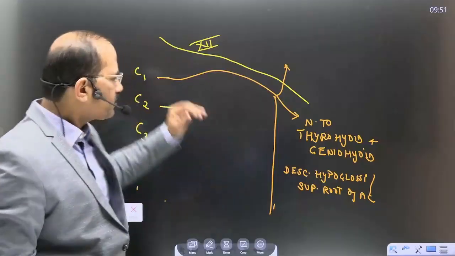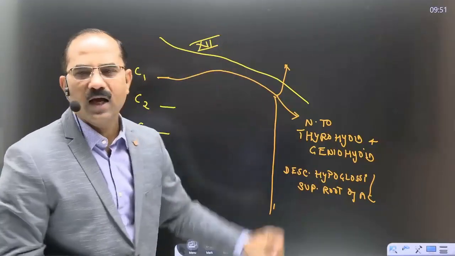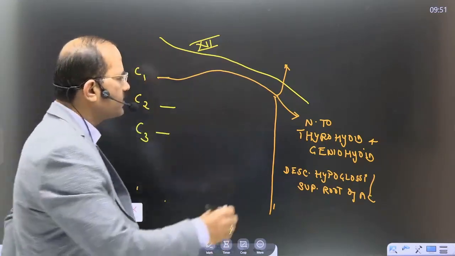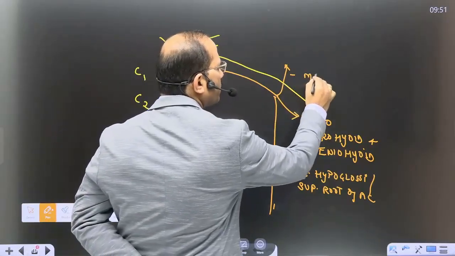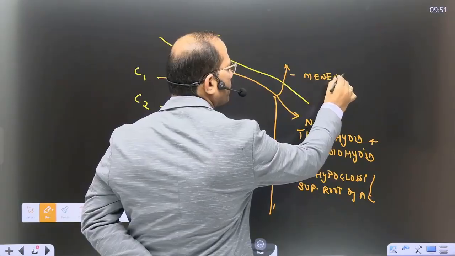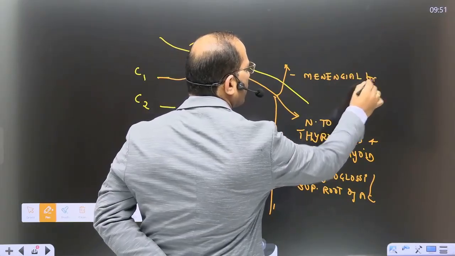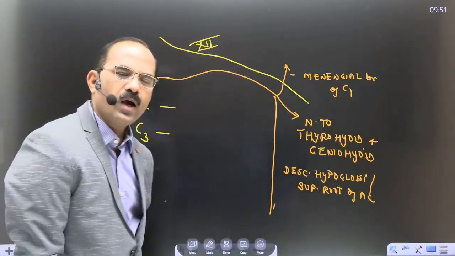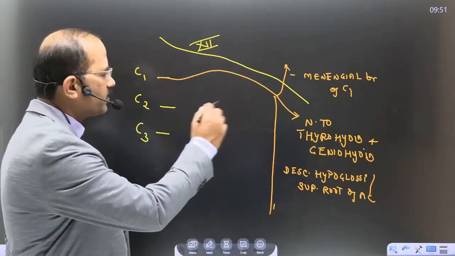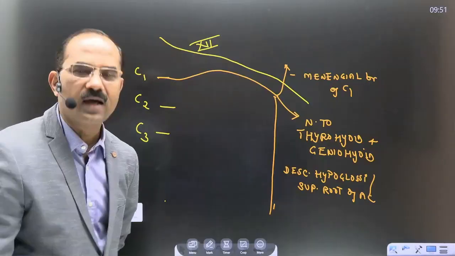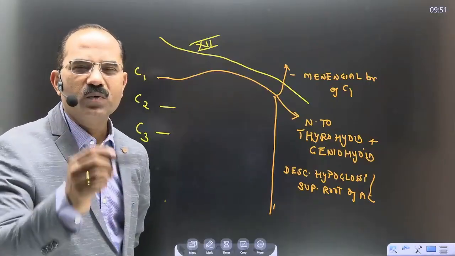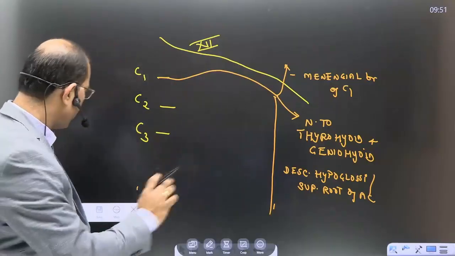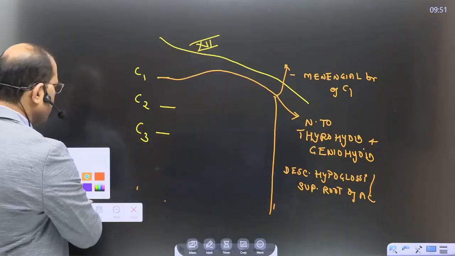So once again, fibers of C1 accompany the hypoglossal nerve. After a short distance, they leave the nerve as number one. I'll just label this. What is this number one? Meningeal branch of C1. Second is nerve 2, thyrohyoid and geniohyoid. And the third one is a descending hypoglossi, or it is known as the superior root of ansa cervicalis. So the superior root is formed by C1. Perfect. Clear?